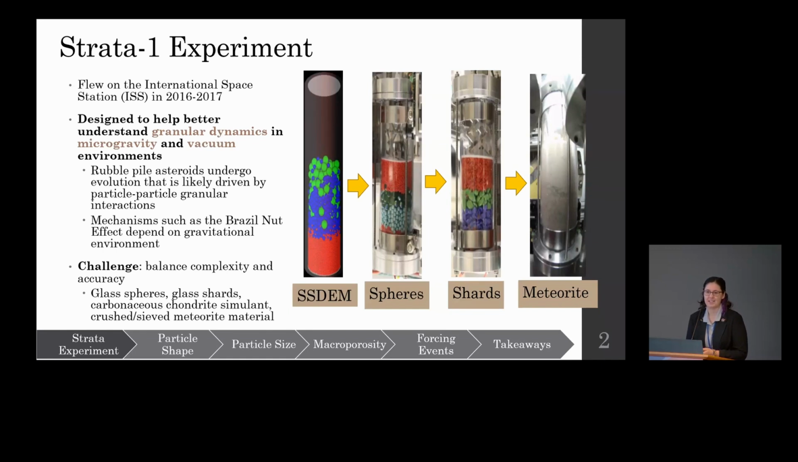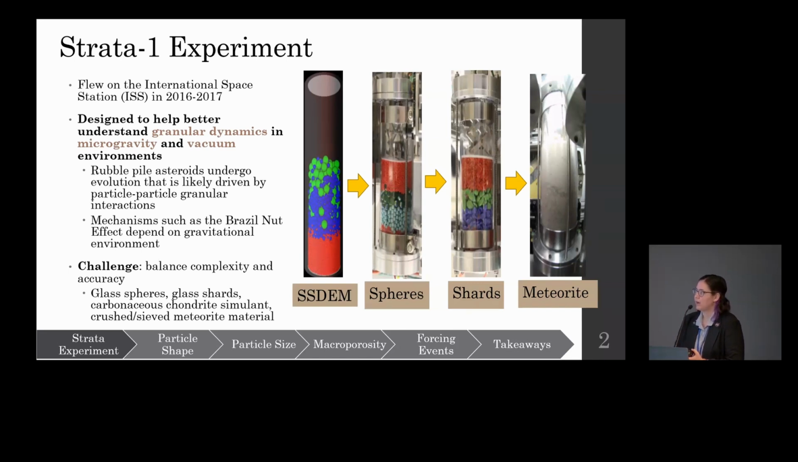This flew on the ISS back in like 2016 to 2017. It was a year-long experiment. We had four vacuum tubes with varying fidelity of simulants that we used cameras to observe their behavior over the course of this year-long flight. And so this really was designed to help us better understand the dynamics in these environments by making those observations over such a long period of time with various forcing events coming from the ISS and the activities there.